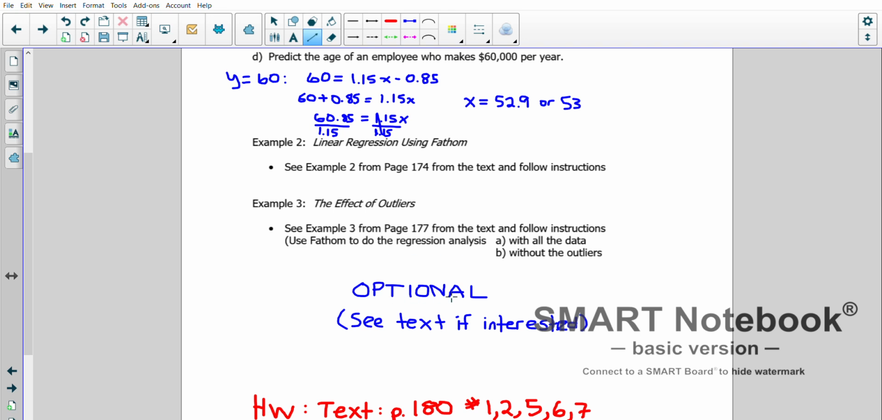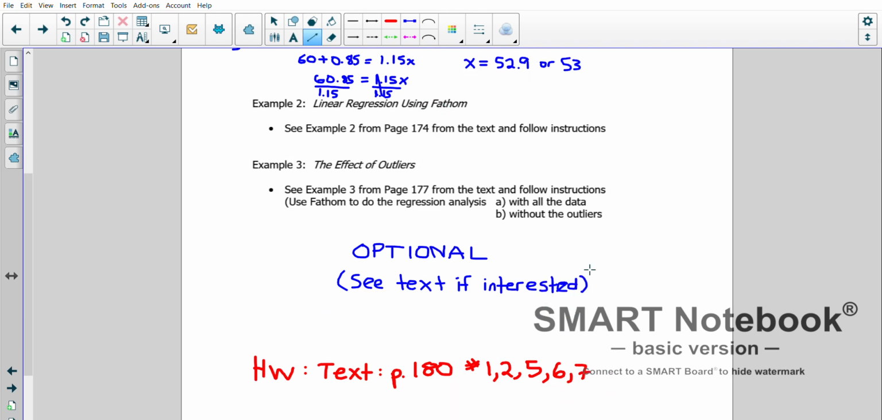So again, this is optional. If you have the initiative to somehow get Fathom on your computer, maybe there's a free version somewhere you can find, you can try all these investigations on your own. Other than that, you can attempt the homework that's down here, and we'll go from there.